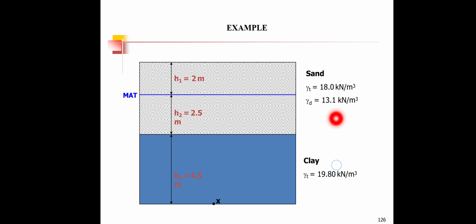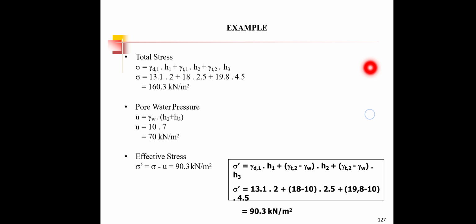Here in a soil sample, two different layers, sand and clay, exist. The first is sand, the second is clay. The bulk unit weight or moist unit weight of the sample: till H1 the distance is 18, H2 has a dry unit weight of 13.1 kilonewton per meter cube, and clay has 19.8 kilonewton per meter cube. Its height is 4.5 meter. Now we'll see how to calculate total stress.